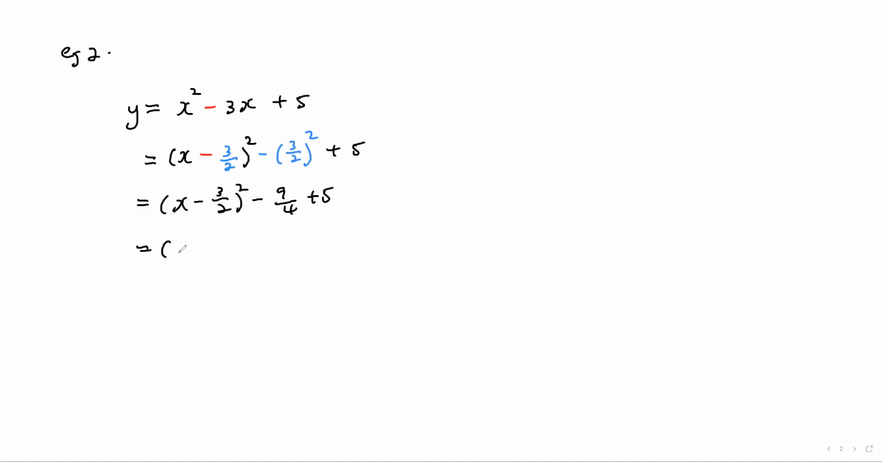And then we can simplify that further. Minus 9 over 4 plus 5 would be 11 over 4. So yes, we have finished this question. Let's look at another example.